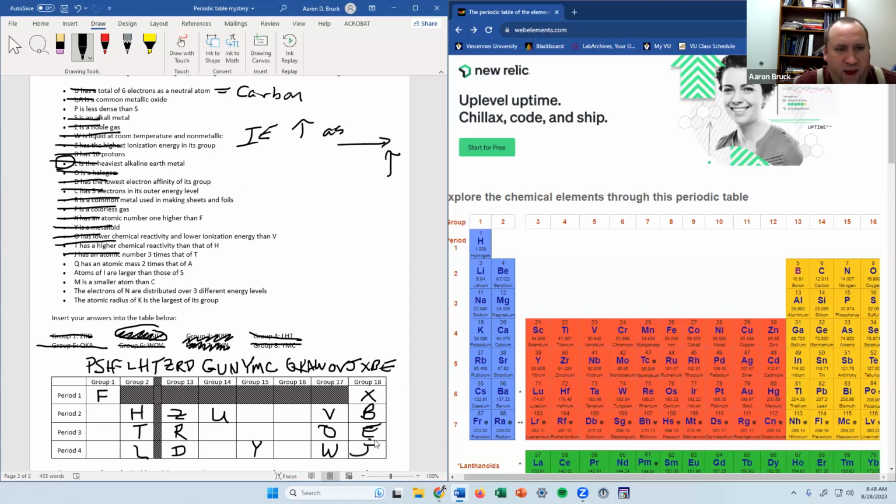Q has an atomic mass twice of that of A. Well, I don't know Q or A, but I can look in group 16 and see that there's only one place where that would make sense, and that's for oxygen and sulfur. And sulfur has double the mass of oxygen. So that must mean that A is oxygen and Q is sulfur. And the only one that we haven't talked about is K, which must be selenium.